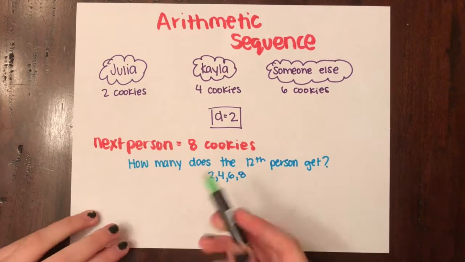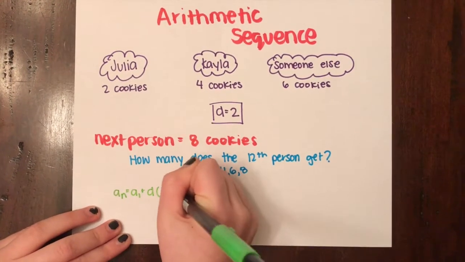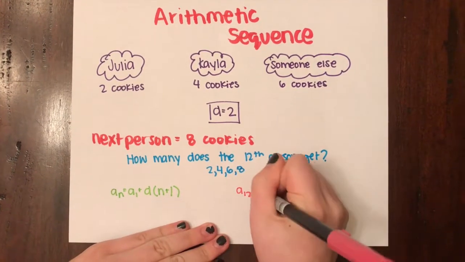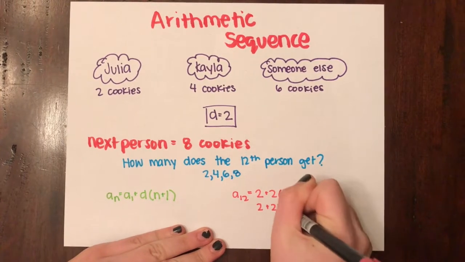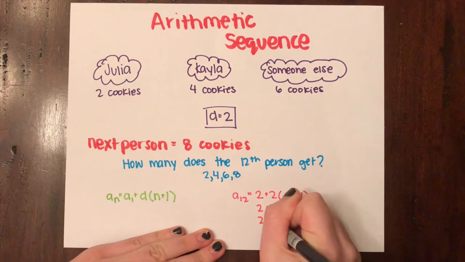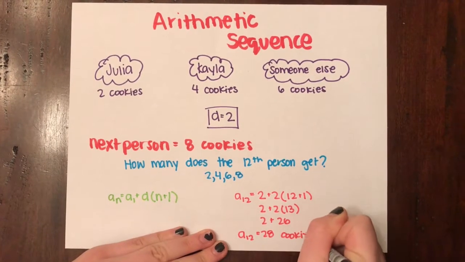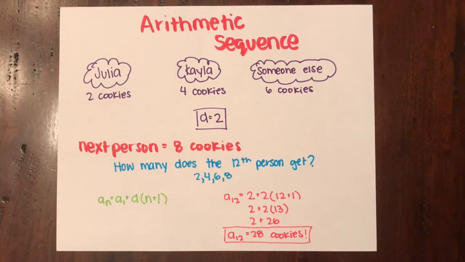To solve this problem, you would use the formula a_n equals a_1 plus d times n minus 1. You would plug in 12 for n, and you would get 2 plus 2 times 12 minus 1. 12 minus 1 is 11, times that by 2, you get 22. 2 plus 22 is 24. So that means the 12th person will get 24 cookies. That's a lot of cookies.